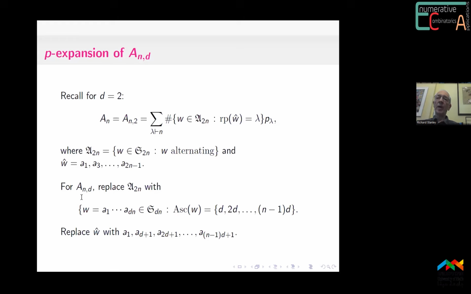For A of n, d, you replace alternating permutations with permutations of length dn whose ascent set is d, 2d, up to (n-1)d. When d is 2, this is just saying the permutation is alternating. And we replace w hat with every dth term of w beginning with a1. Exactly the same deal.